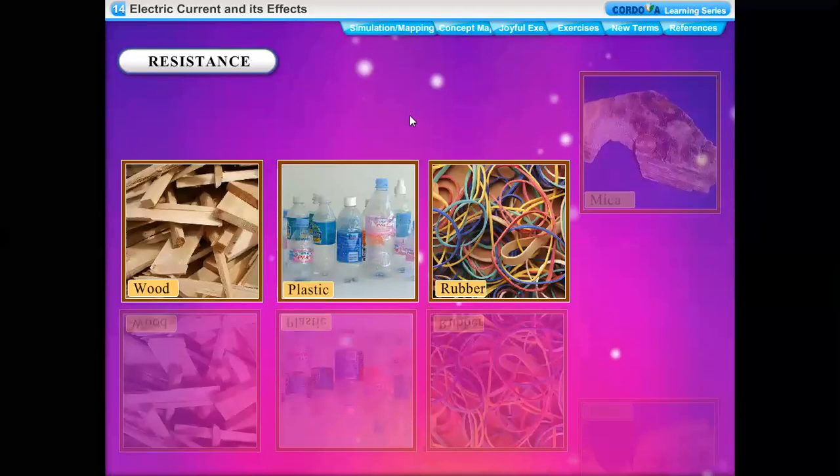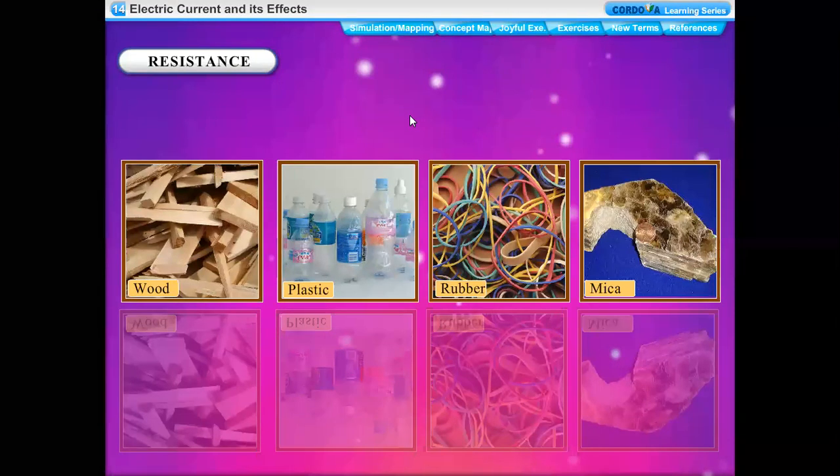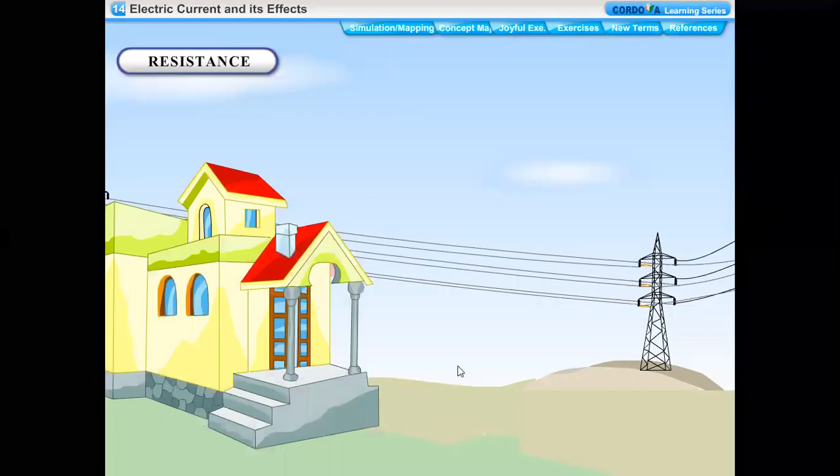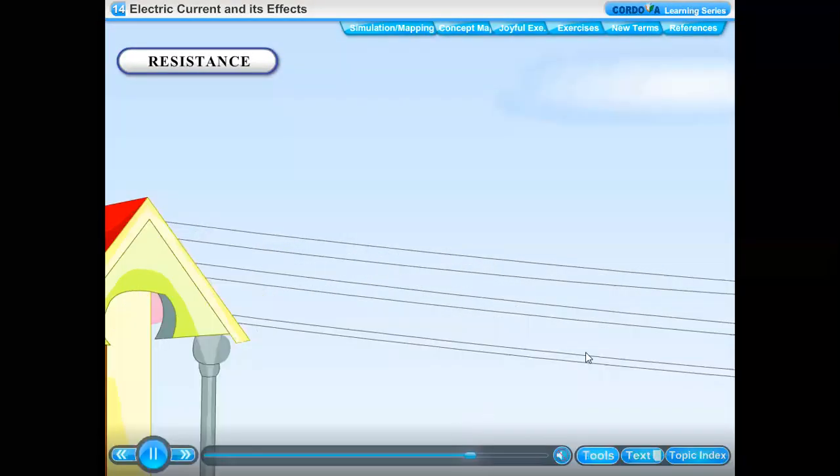So why is it so? Because they have different resistances. More resistance, less conductivity. Less resistance, more conductivity. That means it will allow the current to pass through easily if the conductor has low resistance.